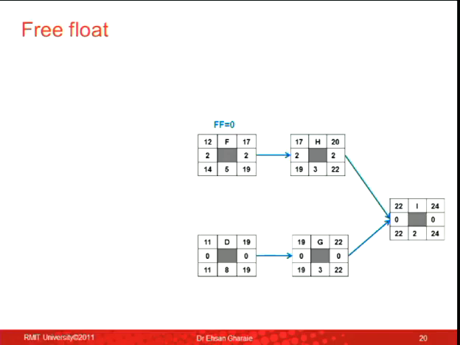Yeah, right. So now let's look at the other activities. What is the free float for activity D? The free float for activity D would be obviously 0. There is no float, there is no slack for activity D. Activity G is 0. Activity H, what is the free float for activity H?